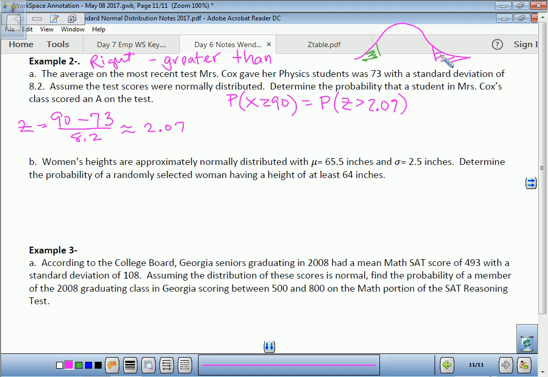Now remember, the area to the right of 2.07 is the same as the area to the left of negative 2.07. I keep saying 2.7, 2.07. It's easiest to look up the z-score that is less than negative 2.07. If we did it the other way, we'd have to do 1 minus the data. Here we can just look at it straight up. So, find a z-score of negative 2.07.